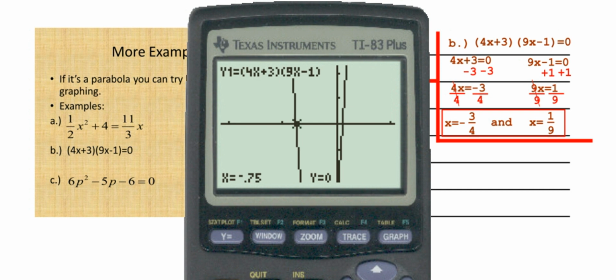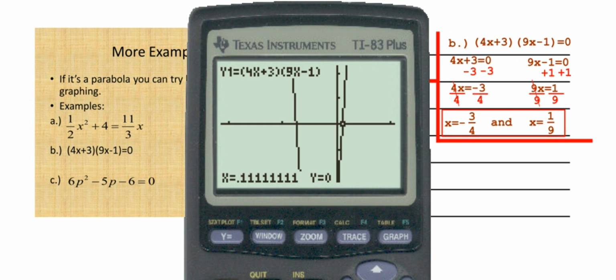And the second one, I'm still on the trace option, so I still should be able to go 1 divided by 9 and hit enter and have it check that it's the other 0. Yes, it's where the other y value is 0 once again. So our x value, 0.1111 or 1/9. So there we go. We just checked that that is correct.